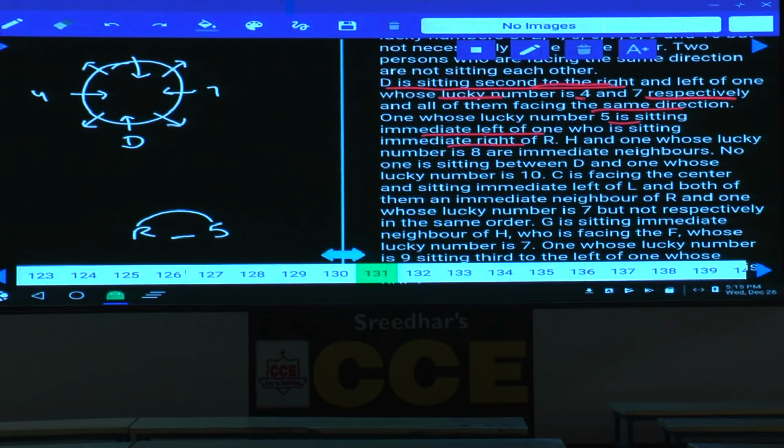H and the one whose lucky number is 8 are immediate neighbors. Who are the immediate neighbors here? H and the one whose lucky number is 8 are immediate neighbors to each other. These two persons must be together. And no one is seated between D and the one whose lucky number is 10. D and 10, there is no person between, and 10 can be either at this place or at this place. There are 2 possibilities.